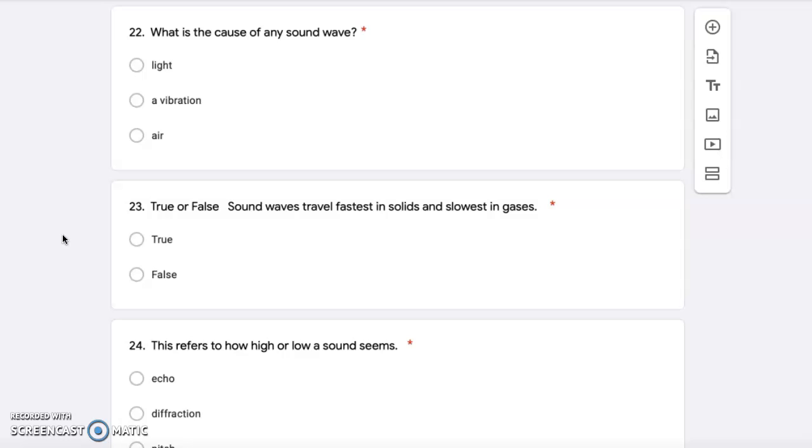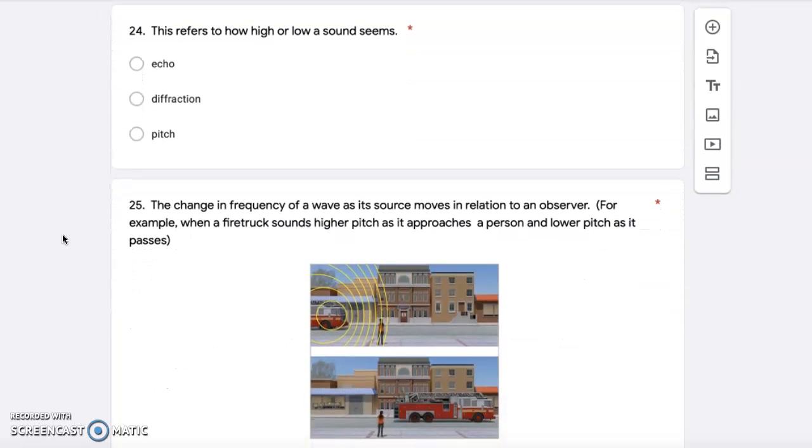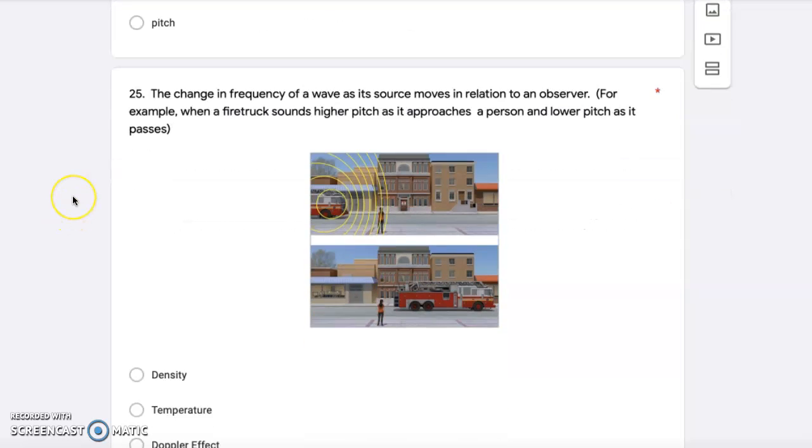22. What is the cause of any sound wave? Light, a vibration, or air? 23. True or false? Sound waves travel fastest in solids and slowest in gases. True or false? 24. This refers to how high or low a sound seems. Echo, diffraction, or pitch.